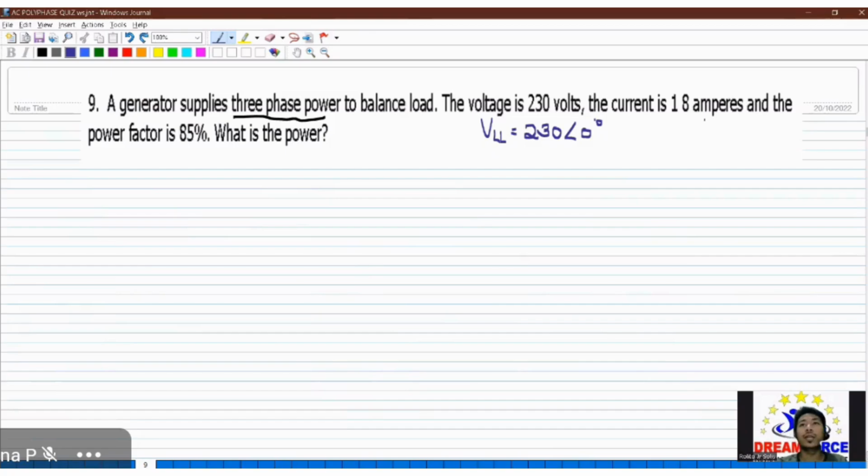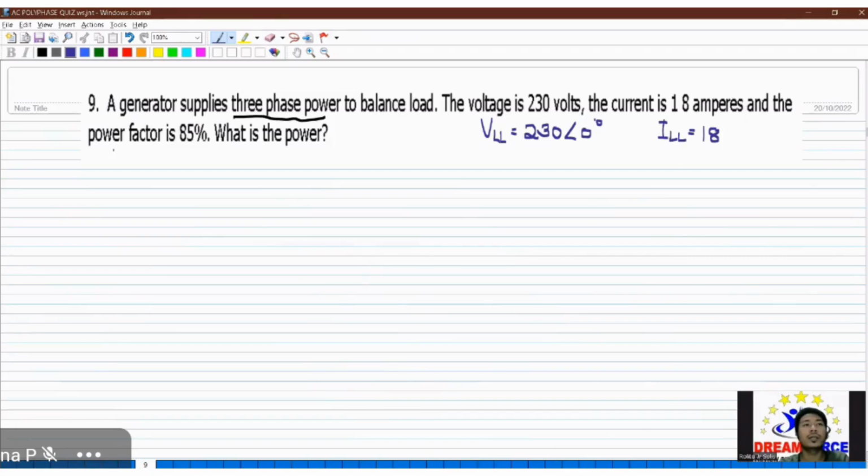Ganon din si kuryente, no? So wala pong binigay kung per phase or linya. Okay, and then walang indication. So therefore, again, that is also your line to line. Okay, line to line, that is equivalent to 18. Yan, so hindi yan angle 0, no?